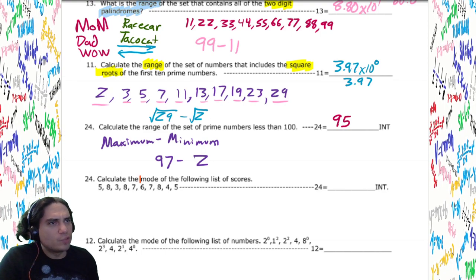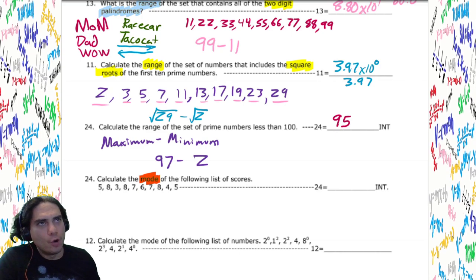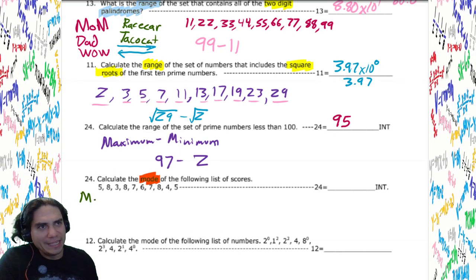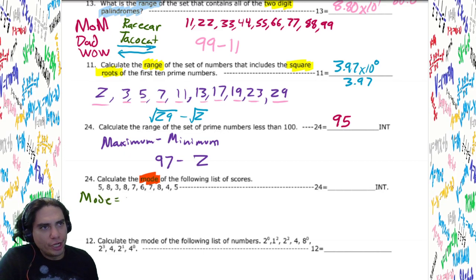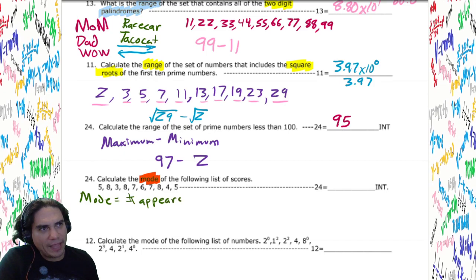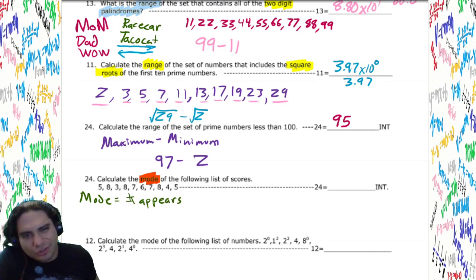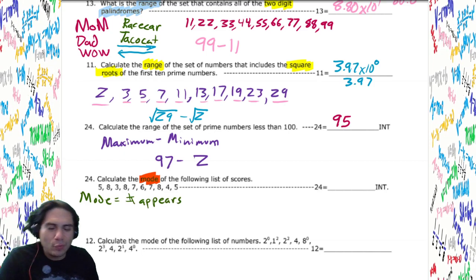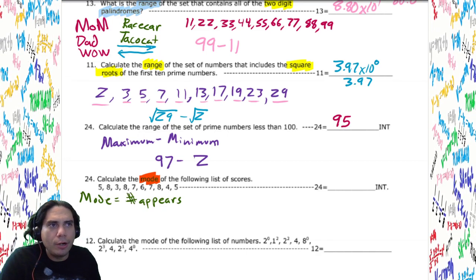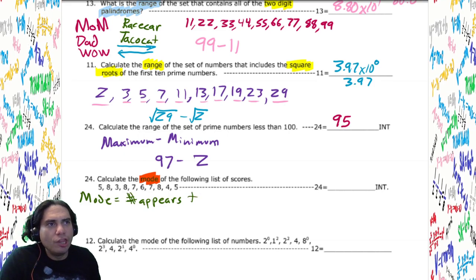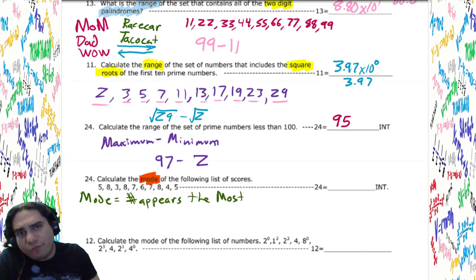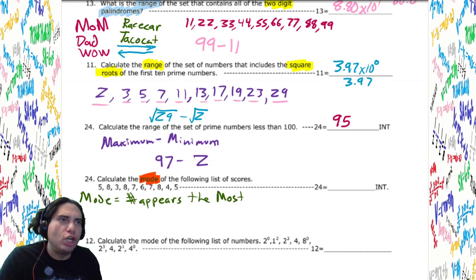So we're going to look at this word called mode, all right? Mode. I like mode. Mode's real cool. Mode is the number that appears, notice I wrote that number sign right there, because Mr. Delgado likes to take little shortcuts every once in a while. But you know that number sign means number. It's the number that appears the most. All right?